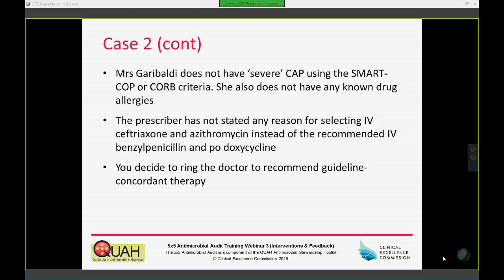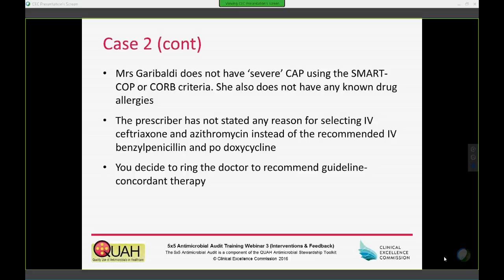So in this case, the auditor will take into account what we learned from the last scenario, giving an introduction and seeing how it goes. So in this role play, I'll be the ward pharmacist looking after the patient, and Kate will be Dr. G, who's attending to Mrs. Garibaldi. Okay, so here's our role play, take 1.